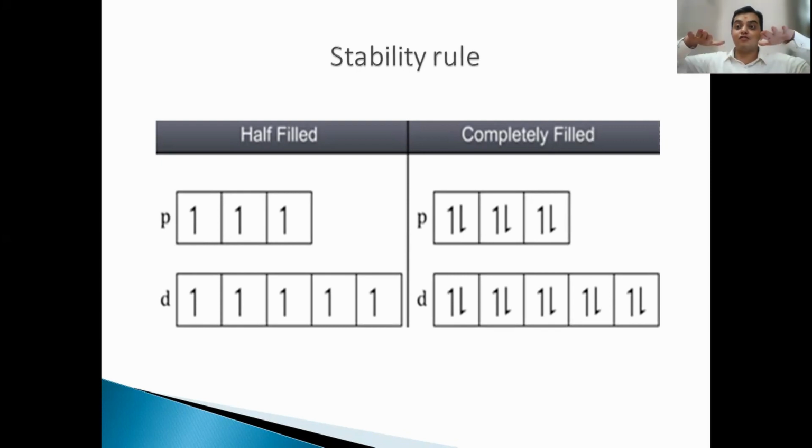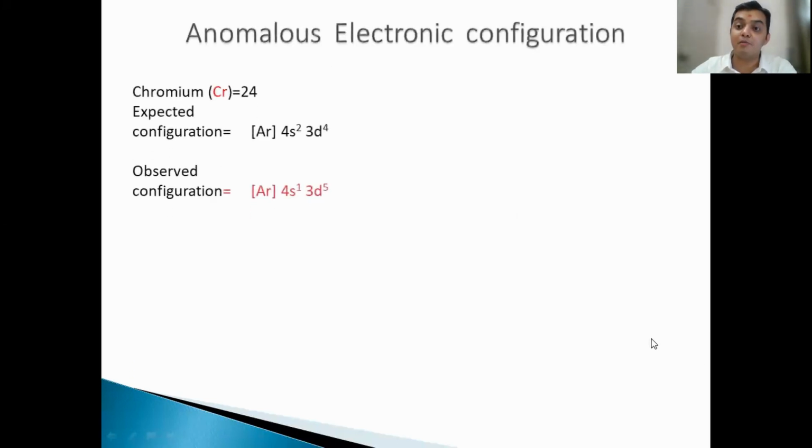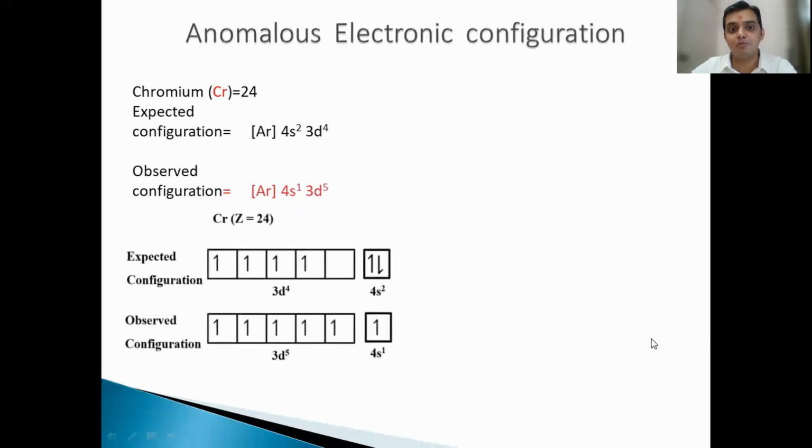Why? Because half filled, what will it do? It will balance all the orbitals and it will give a symmetrical distribution of electrons. So let's see where it is being used. It is used in chromium and copper. How is it used in chromium and copper? Look at this chromium. Chromium is 24.